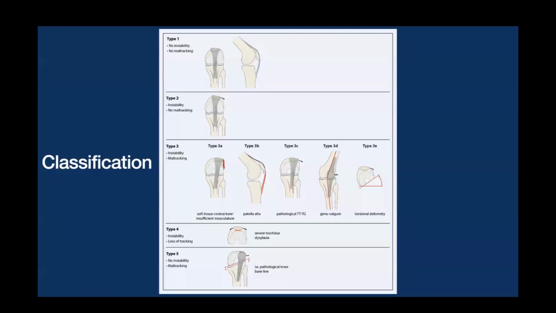You can classify patella instability as type 1, 2, 3, 4, and 5. Type 1 will have no instability and no maltracking. Type 2 will have instability but no maltracking. Type 3 will have instability and maltracking both. It has components of 3A, soft tissue contracture, 3B, patella alta, 3C, pathological TTTG.